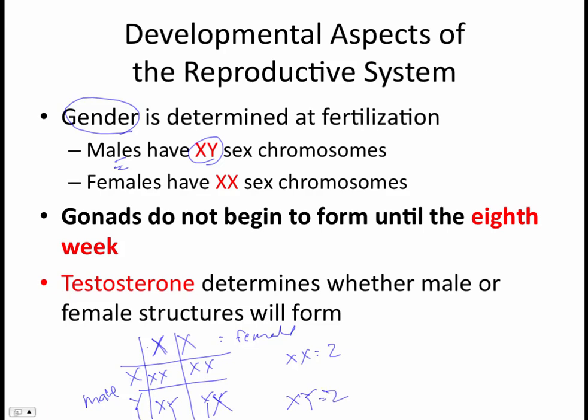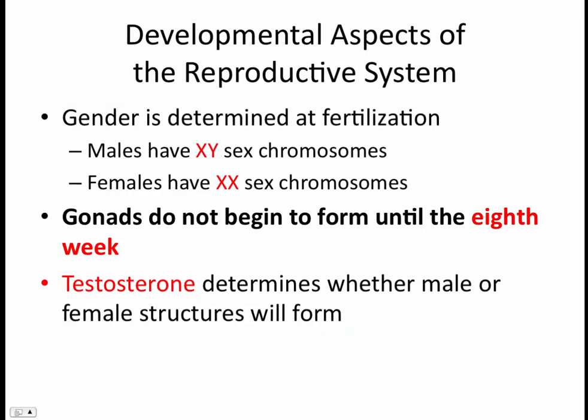So really, anytime you have a child, it's a 50-50 chance of having a boy or a girl. And once again, it's all determined by the male, because the male carries that Y chromosome, which will determine whether or not your fetus will be a boy or a girl.